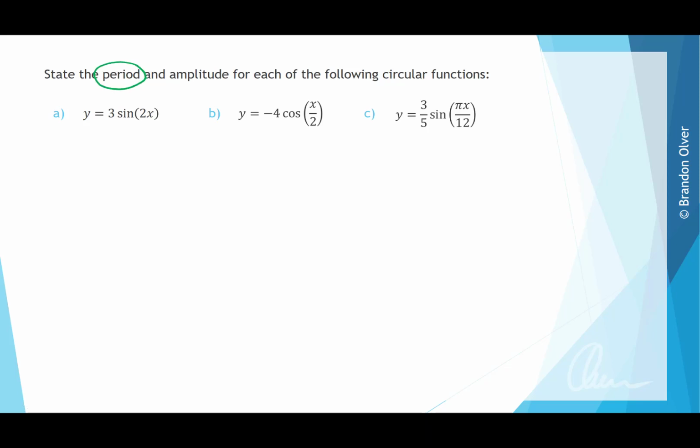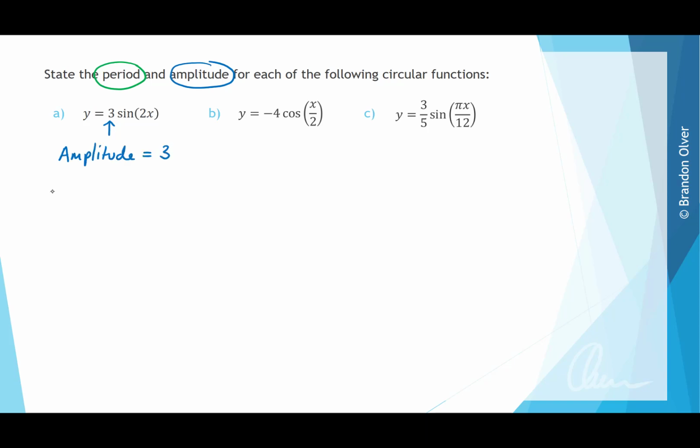State the period and amplitude for each of the following circular functions. For part A, we have the circular function y equals 3 times sine of 2x. And when we're looking for the amplitude, we look at the 3, which is the value that's multiplied by the trig function, so 3 times sine of x, and that means that the amplitude will equal 3.